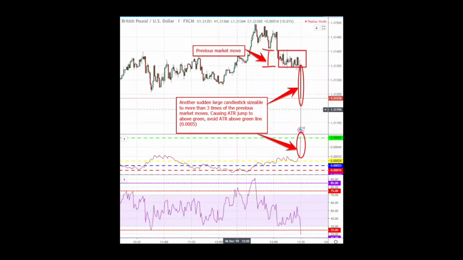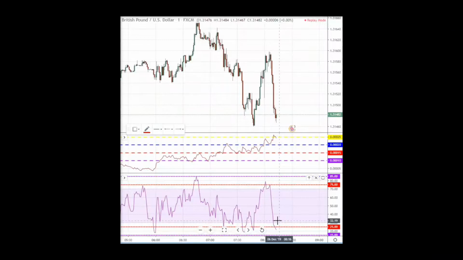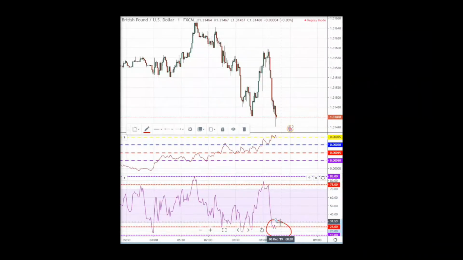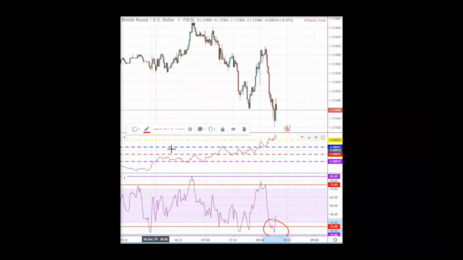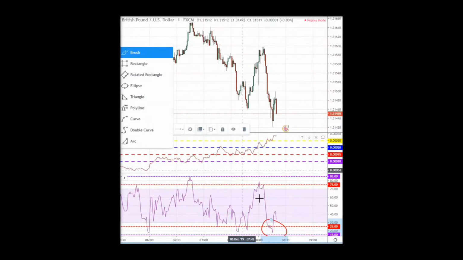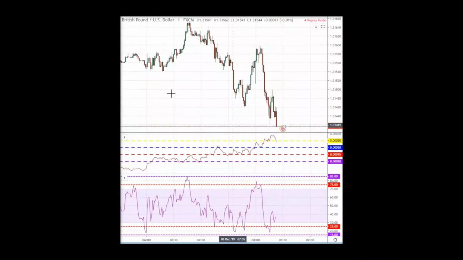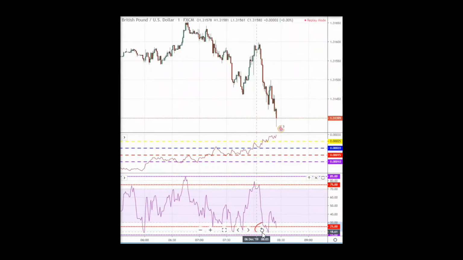The third thing that I would avoid is taking more than one trade in a trend move. For example, if the price is moving in a downtrend, this typically causes the RSI to go below 25. If the RSI goes below 25, outside the channel, and then goes back in, and then goes below 25 again, for example, in a complete movement it might touch below 25 3 times within, say, a span of 30 minutes.